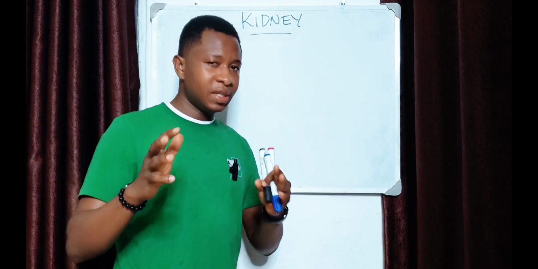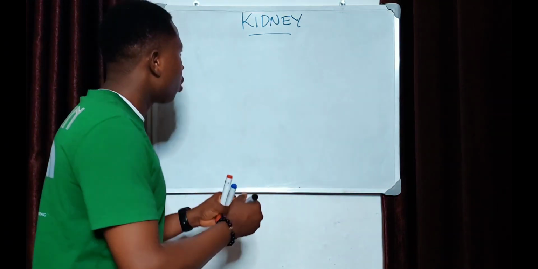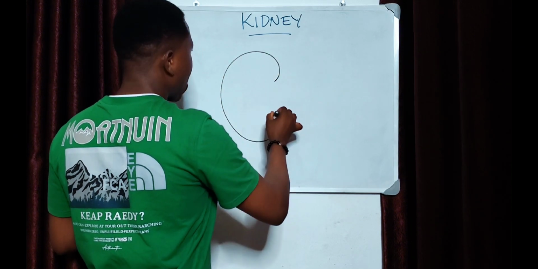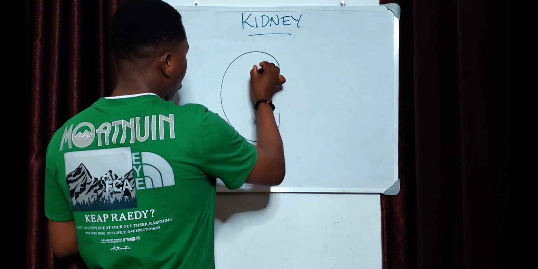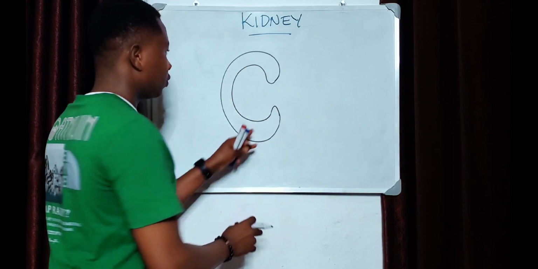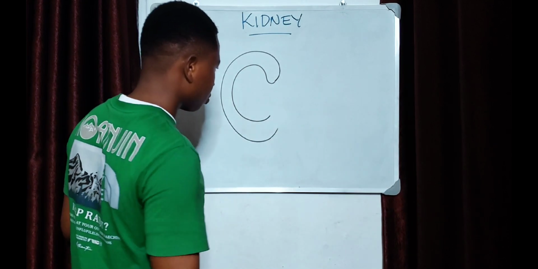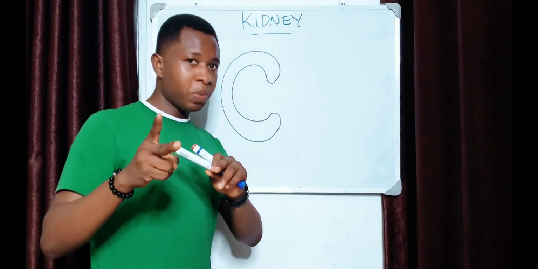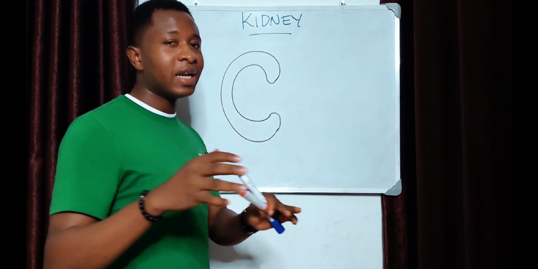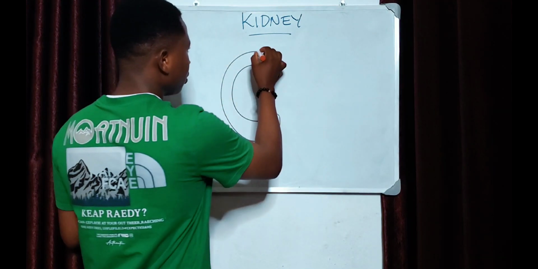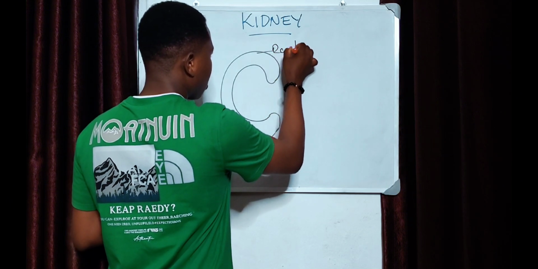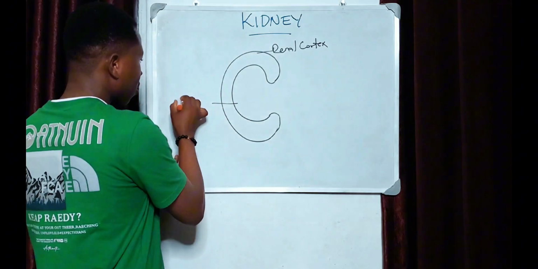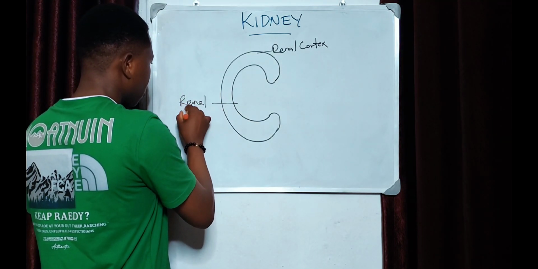Now looking at the anatomy of the kidney itself. So let's draw the kidney. Let's assume this is the kidney. Now the kidney basically is divided into two parts. We have the renal cortex and the renal medulla. So we have the renal cortex here, which is the outer layer, and the inner layer called the renal medulla.